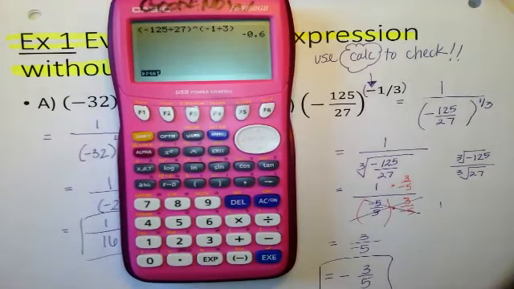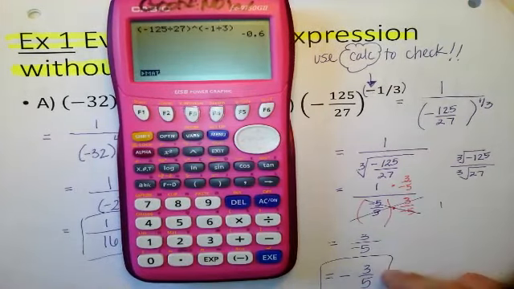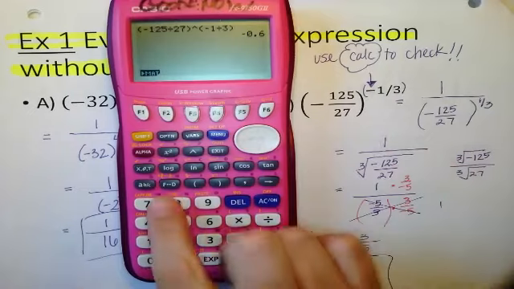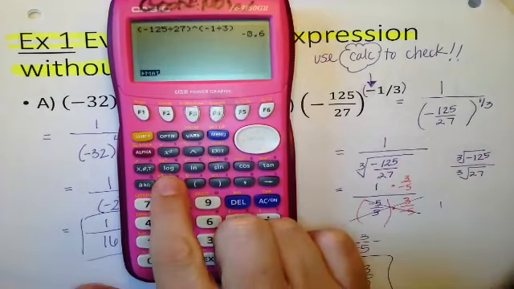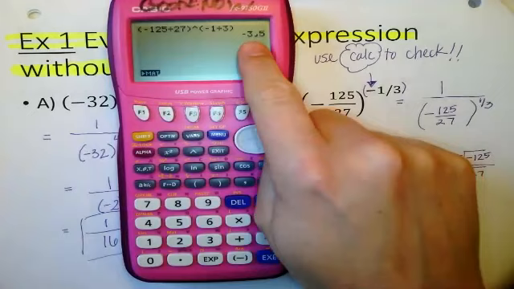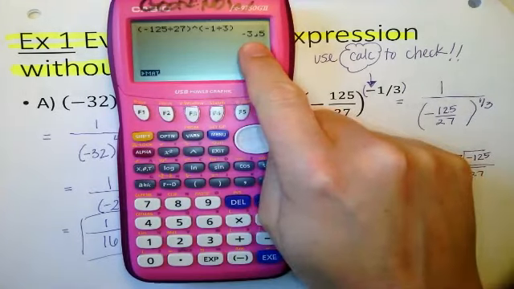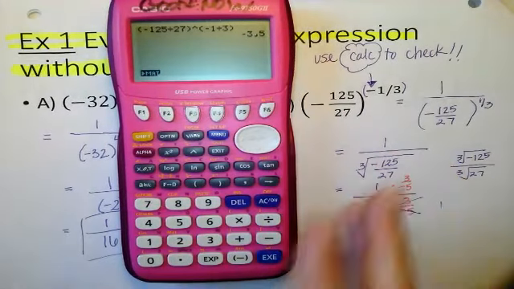You'll notice you get a decimal. That 0.6 is 3/5, but you can use the fraction decimal button to convert that to a fraction. So we're going to press FD, and you can see it changes it to negative 3 over 5. Our TI does the same thing.